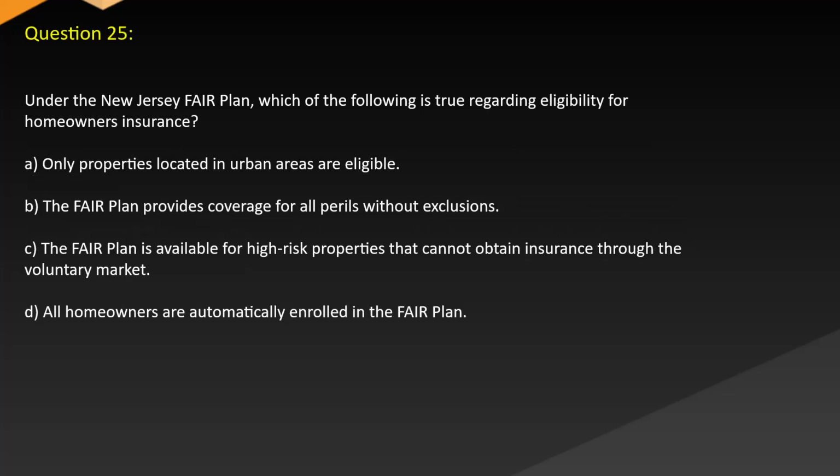Question 25. Under the New Jersey FAIR plan, which of the following is true regarding eligibility for homeowners insurance? A. Only properties located in urban areas are eligible. B. The FAIR plan provides coverage for all perils without exclusions. C. The FAIR plan is available for high-risk properties that cannot obtain insurance through the voluntary market. D. All homeowners are automatically enrolled in the FAIR plan.